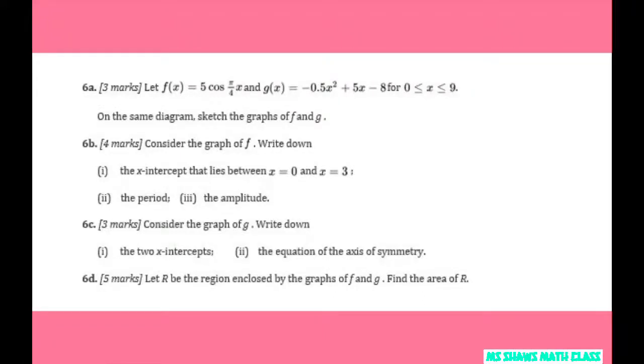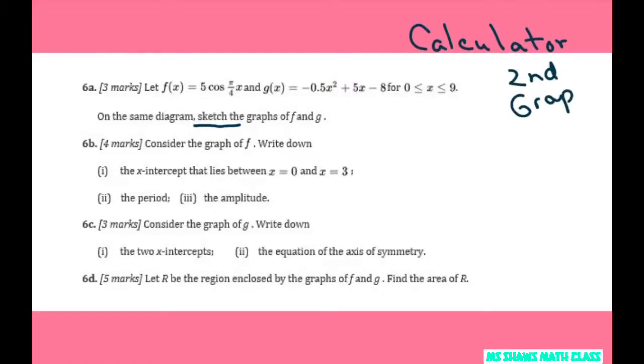Hi everyone, we're going to let f of x equal 5 cosine pi divided by 4x and g of x equal this quadratic function. So on the same diagram we're going to sketch these graphs. And this is a calculator problem, so what you can do is use your graphing display calculator and look at the second graph to see the table, and that'll help you graph it. But still, it's just a sketch.